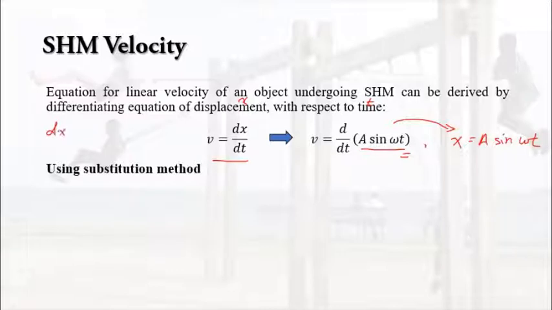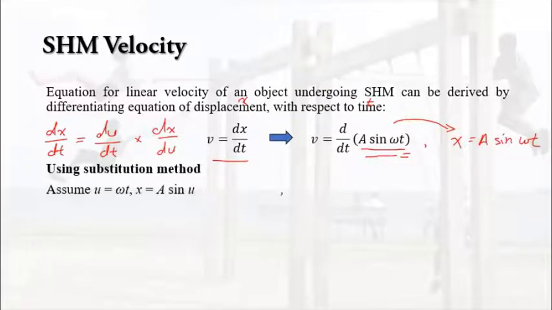Now this dx over dt, we can write as du over dt times dx over du, meaning that you are going to split the equation a sine omega t into two parts. First, let's assume u equals omega t and x equals a sine u. As you can see now, I have t in the equation for u, and I have u in the equation for x. So I'm going to differentiate u with respect to time and x with respect to u.